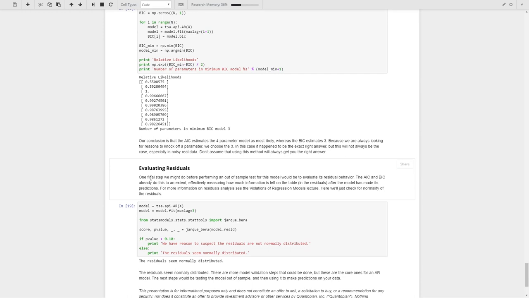Basically, what you can do is look at that, and you want very little structure in your residuals, because if there's structure in your residuals, it means that you're leaving information on the table. Your model isn't explaining everything. And so here we're going to use that max lag of 3, the 3-lag AR model, to run on our data. And then we're going to look at the residuals and ask, are they normally distributed?